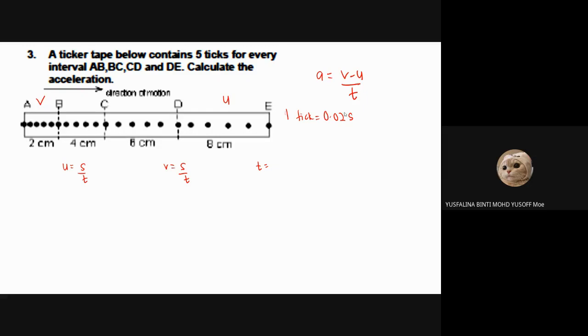Negative 200 cm s negative 2. Anyone, other answer? Negative 200. Kelly also got negative 200, Ying also got 200, Howard also got 200. It's the same people that always answer the question.